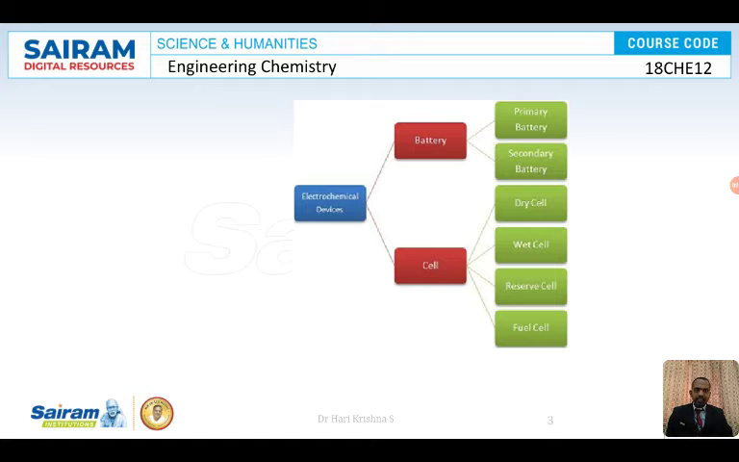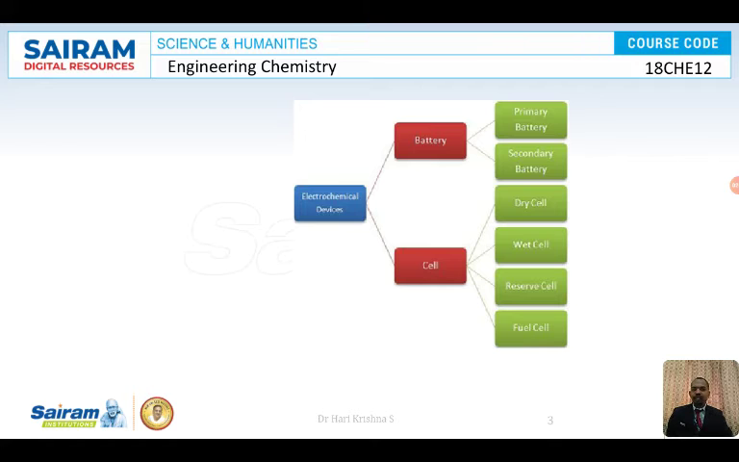All non-rechargeable batteries are called primary batteries. This diagram clearly explains that electrochemical cells are divided into two: one is battery and the other is cell. Battery has primary and secondary. Cell has dry cell, wet cell, reserve cell, and fuel cell. We are concentrating only on batteries here, so batteries, primary and secondary.